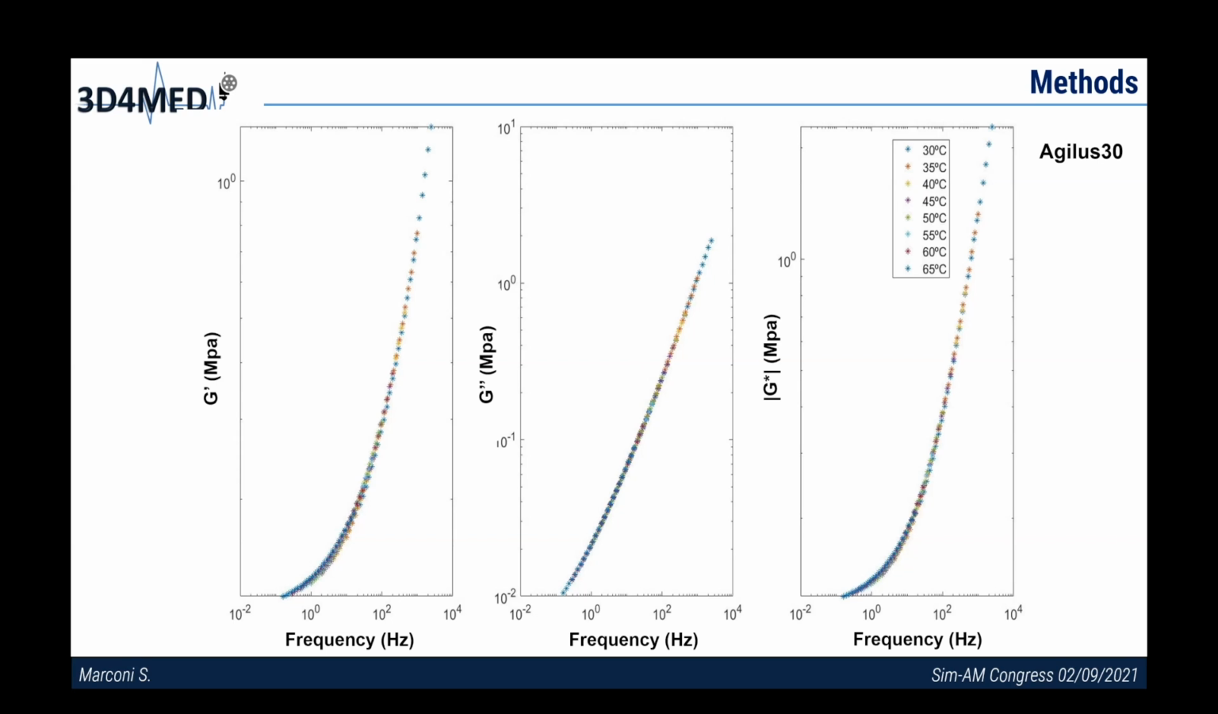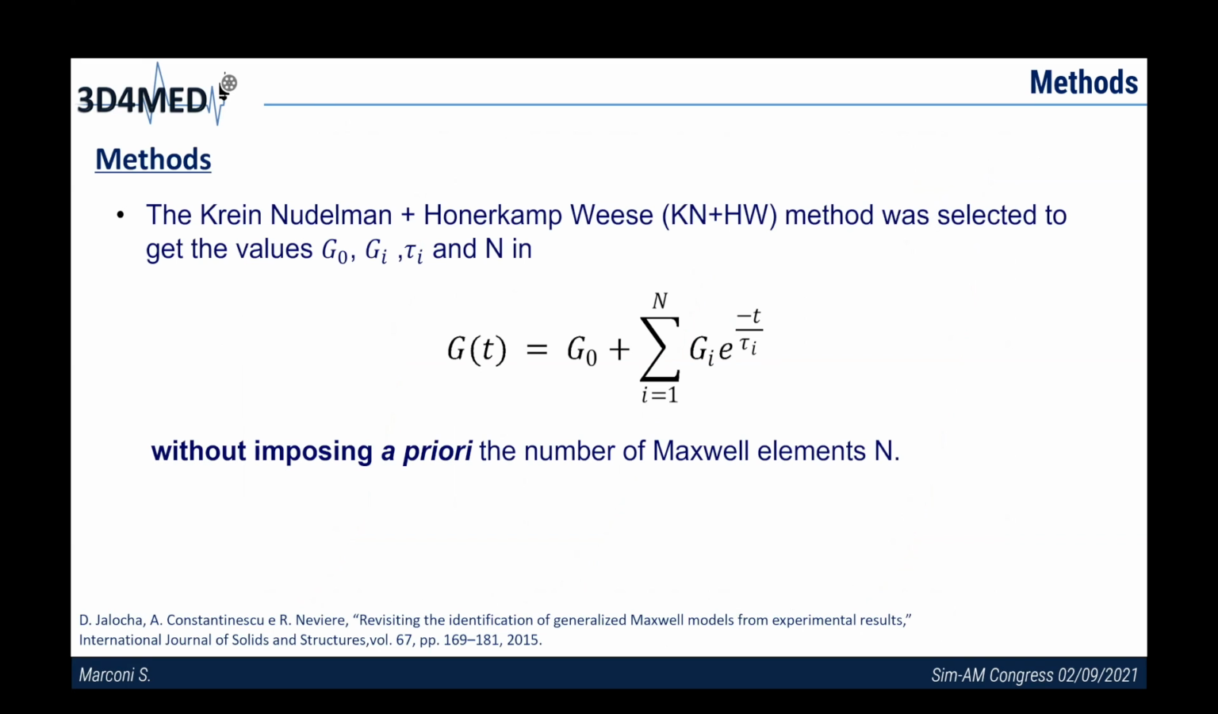So once reached this step, then we have to find the values of the terms in all the Maxwell elements, including the number of Maxwell elements. The number usually must be set a priori, but we found a way to avoid this imposition thanks to the Kraus-Nudelman-Honerkamp-Weese method. You will find all the details about the implementation in the reference work from Jalocha. Here you have the reference. I just briefly describe what this method is based on.